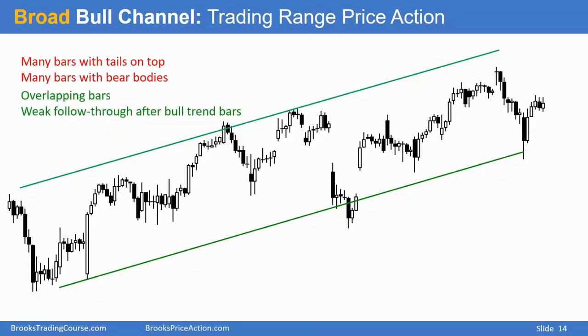Many bars overlap, lots of reversals, a lot of bad follow-through after good bull bars. Good bull bar, bad follow-through, a few good bull bars, bad follow-through, bull reversal, bad follow-through, bull breakout, bad follow-through. When you see bull legs that have bad follow-through, the market's either in a trading range or in a broad bull channel.